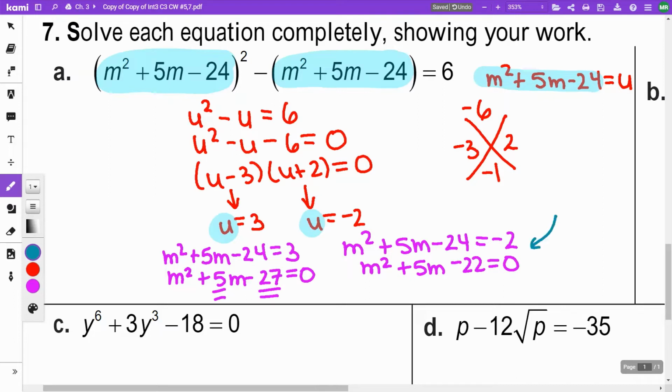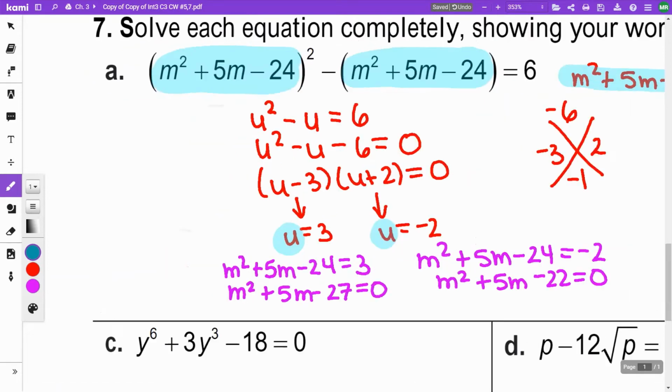Here for a negative 22, I'm going to have a 1 and a 22. One of them's positive, one of them's negative. A 2 and 11, neither one of them are going to subtract and give me a 5. So I have to use quadratic formula. So I'm going to do the quadratic formula twice. So let me just jot down the quadratic formula real quick.